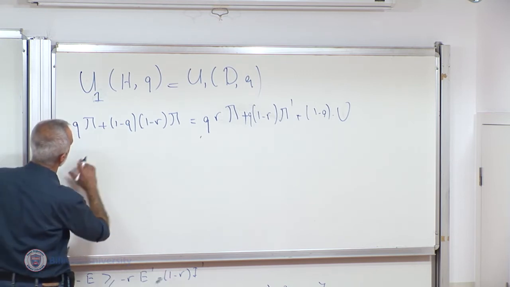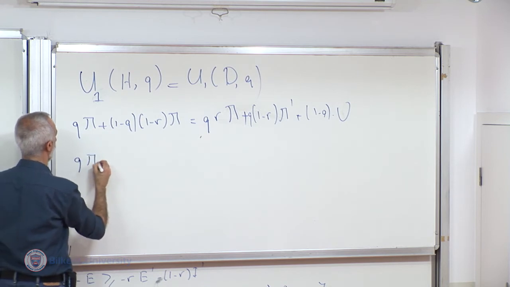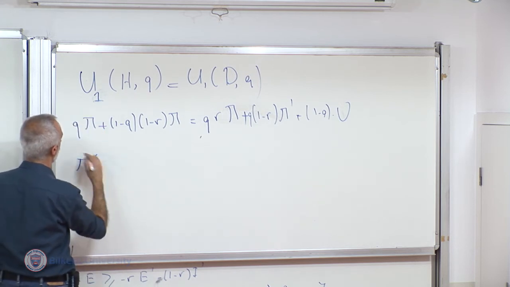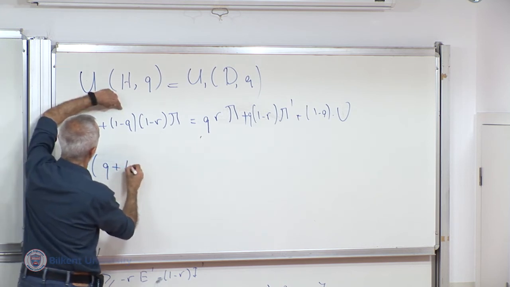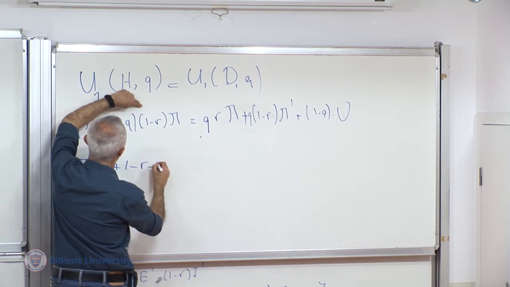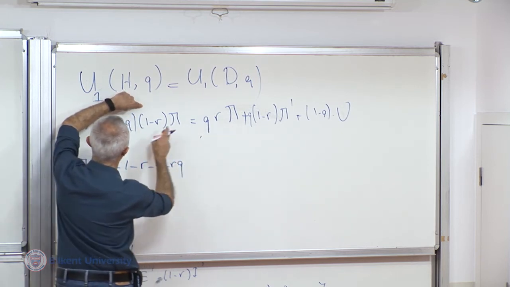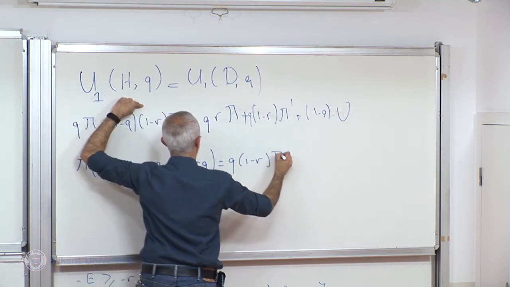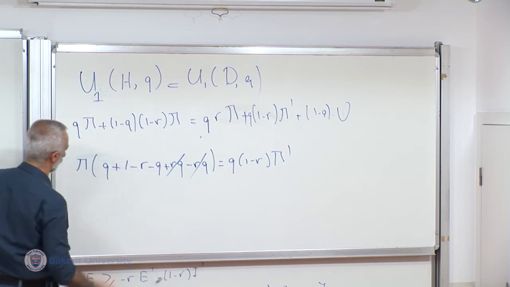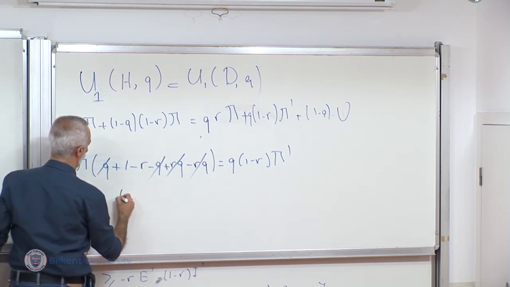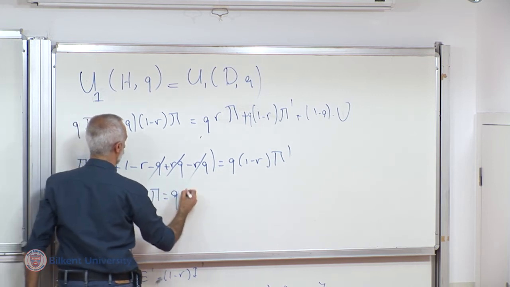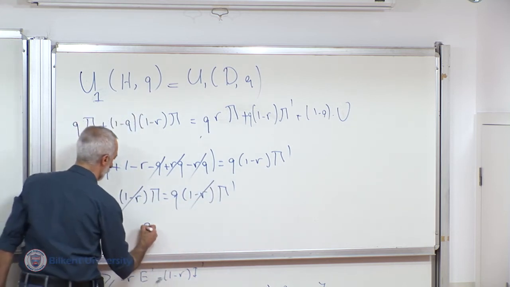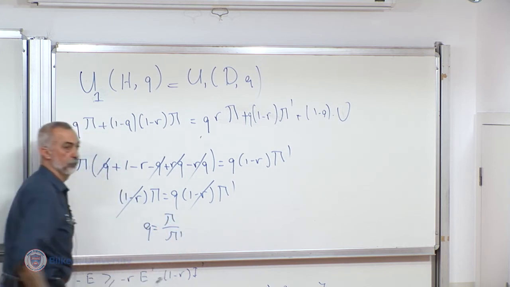So let's simplify things. I'll expand this. Let's put all the pi factors on one side, and q here. So there we have q plus 1 minus r minus q plus rq. And then we took this to this side, so that becomes minus rq is equal to q times 1 minus r pi prime. This and this cancel. So we have 1 minus r pi equal to q times 1 minus r pi prime. So 1 minus r cancels. Q is equal to pi over pi prime. Okay?